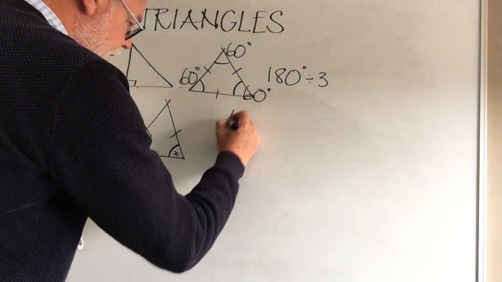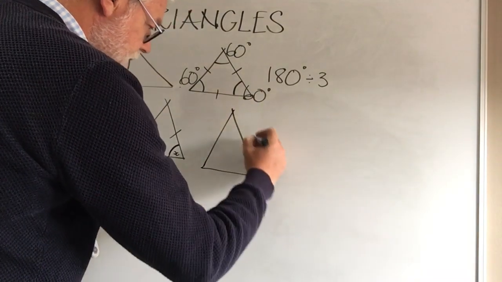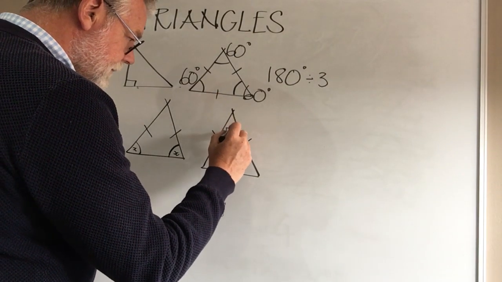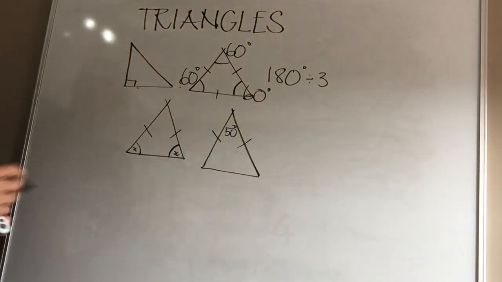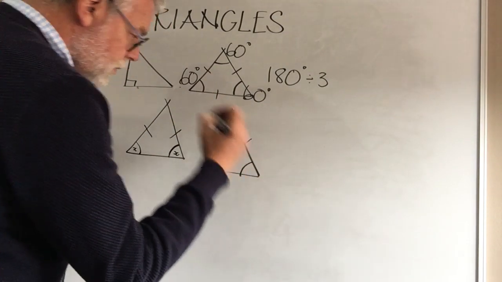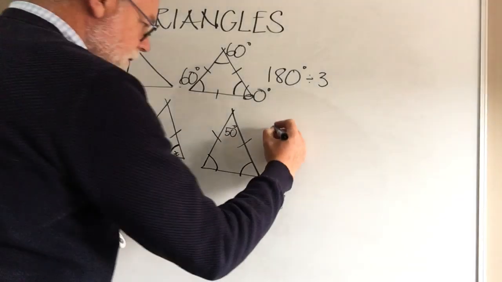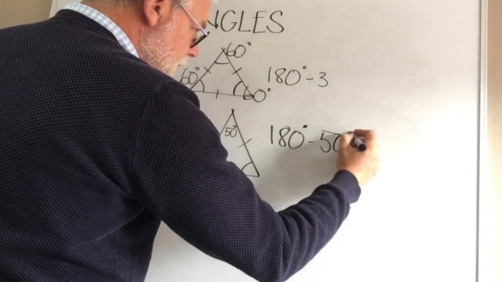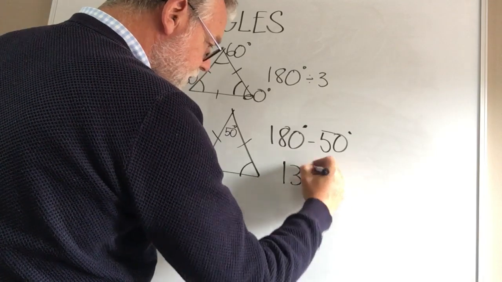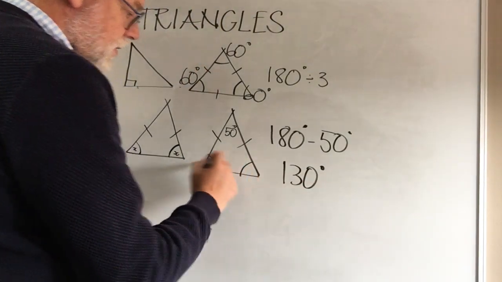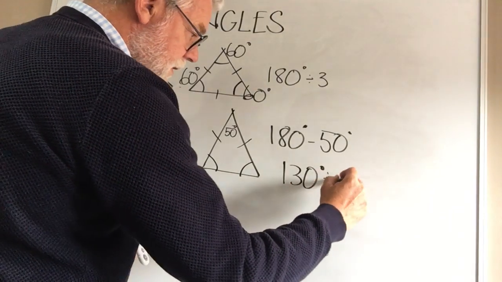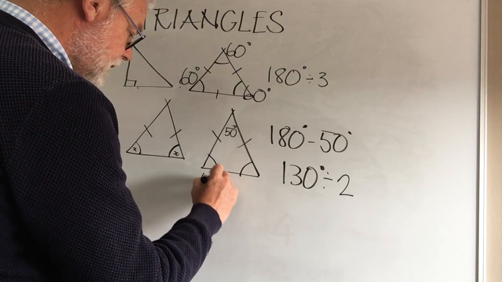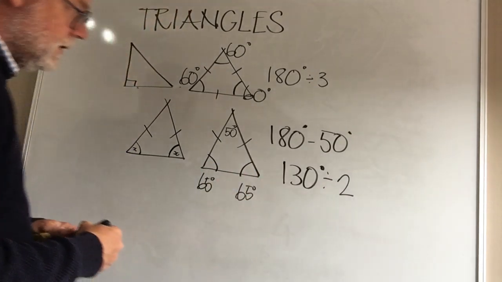missing angles, if for instance I knew that that was an isosceles triangle and that was 50 degrees, that would allow me to work out these two missing angles. So how would I do that? Well, I know I've got 180 degrees to play with. Take away 50 degrees, which gives me 130 degrees. Now I split that between the two because we know that those angles are the same. So I divide 130 by 2, and that tells me that each of these angles are 65 degrees.